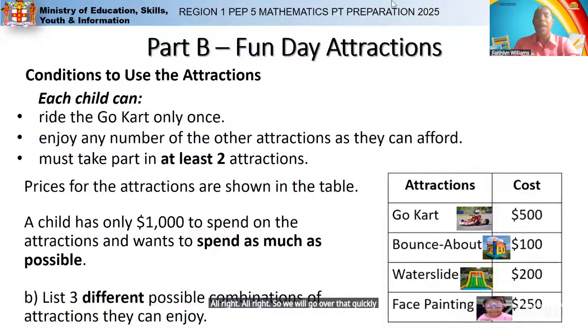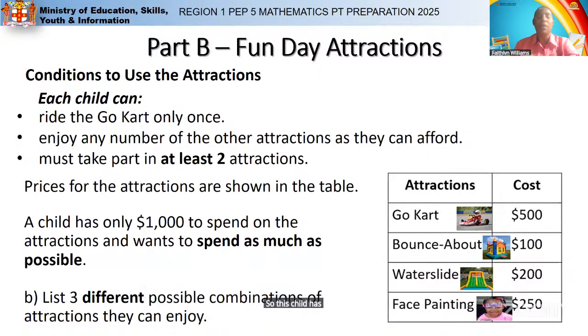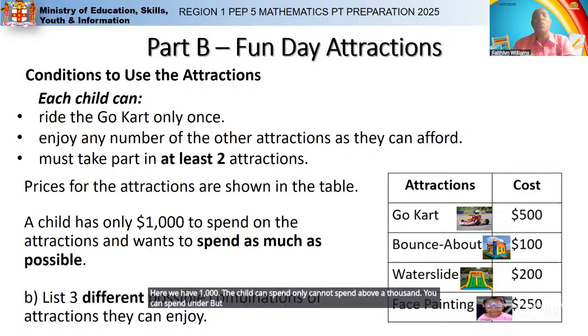It means that you can spend the maximum of what is given there. Remember, you have to bear in mind how much money you have. So this child has $1,000 and wants to spend as much on the attractions given. The child cannot spend above 1,000. You can spend under, but the child wants to use up as much of the $1,000 as possible. All right, so we have to put that disclaimer out there.